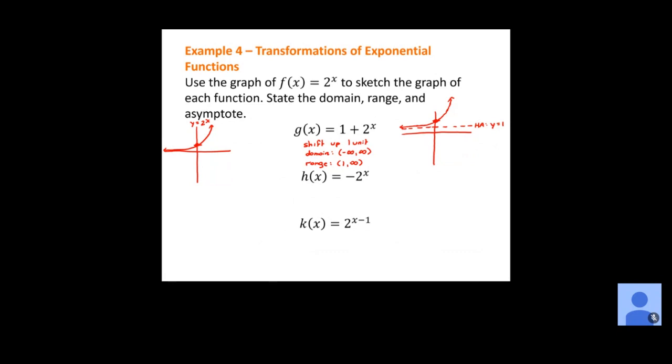Any questions on domain and range for that graph? All right, so look at h of x. So now we've got negative 2 to the x power. What type of transformation is that going to give us?